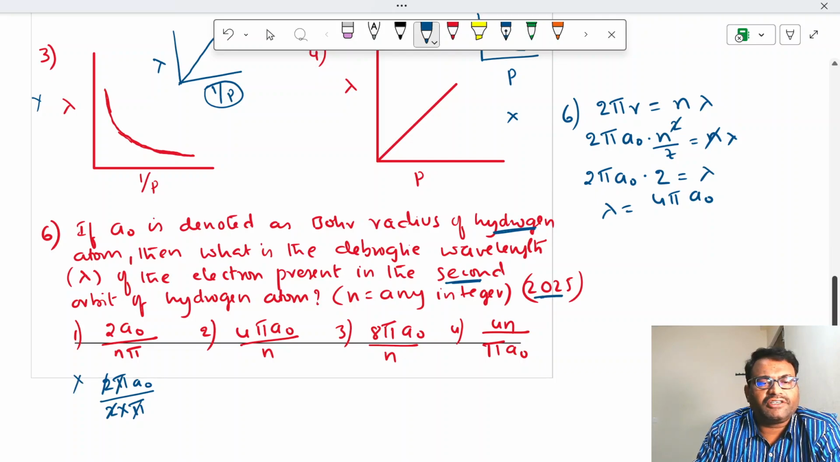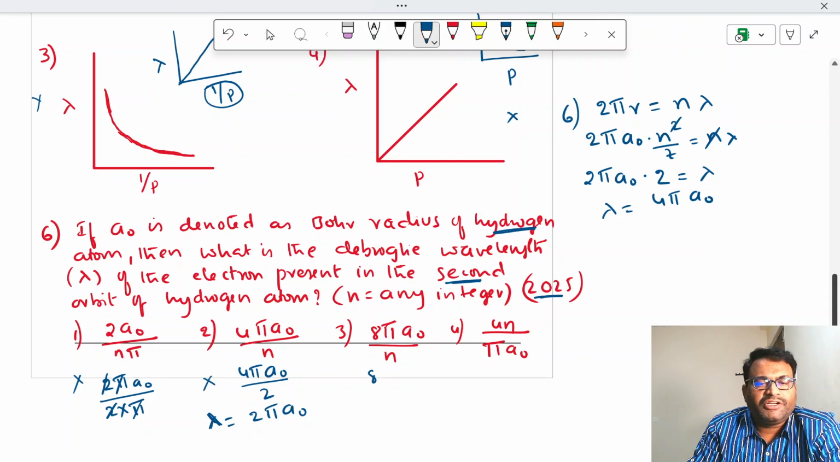So this is not correct. 4 pi A0 by 2 is equal to 2 pi A0. So what should be the answer? 4 pi A0. So this is also not correct. 8 pi A0 by what? 2. So 2 cancel. Then what do you get? 4 pi A0. Yes. Our answer is 4 pi A0. So this will be the correct answer.